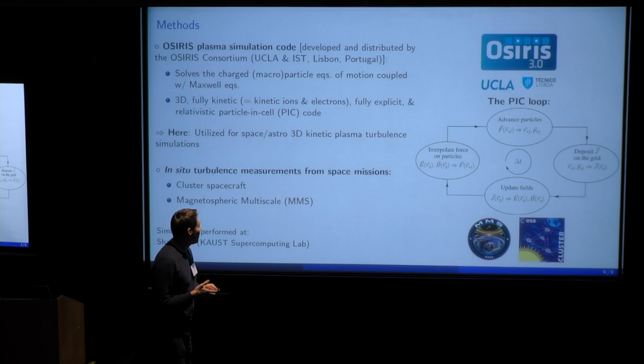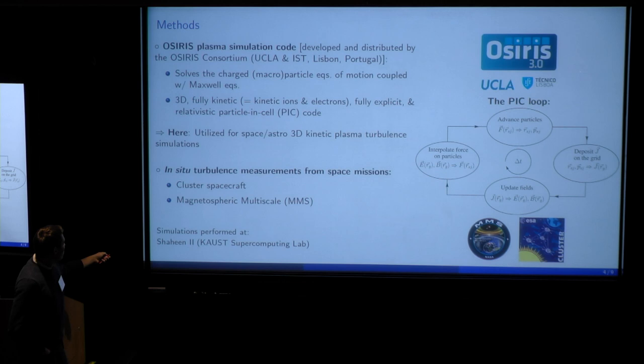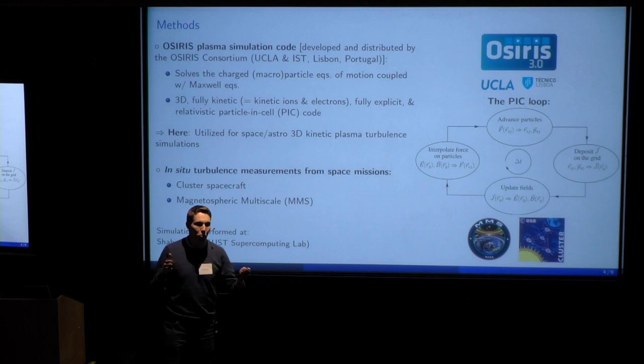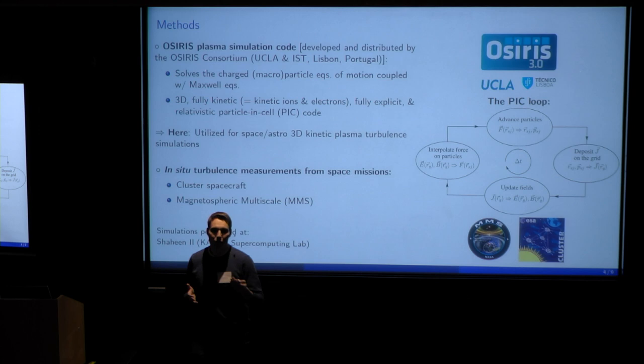But in addition to that, I'm also going to be using data from spacecraft, in particular from the so-called Cluster and MMS missions. From Cluster, we use data from the free-streaming solar wind, whereas from MMS, it's actually from the Earth's magnetosheath, which is not that clean a type of turbulence. However, MMS has much better instruments on board, so you can measure certain things that you cannot measure with Cluster, for instance.